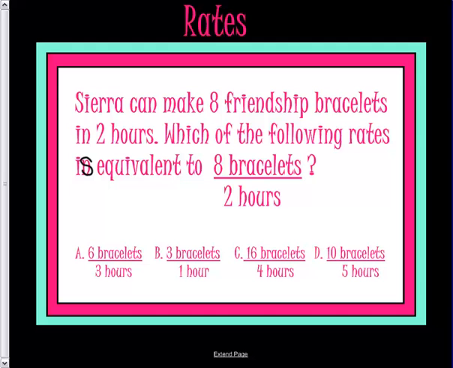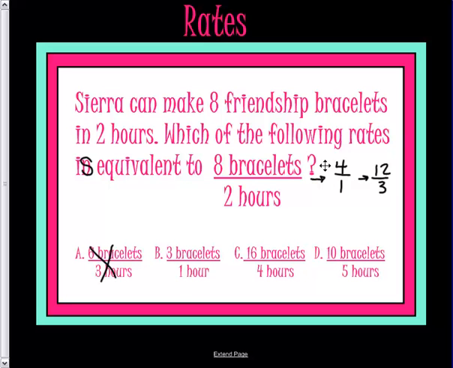I want you to take a second here, and I want you to look at each example, A, B, C, and D, and see if you see anything that's similar. Okay, if I simplified this, it would be 4 bracelets in 1 hour. So can she make 6 bracelets in 3 hours? Is that equivalent? Well, if I multiply and I get to 3, this would be 12 over 3, so no.